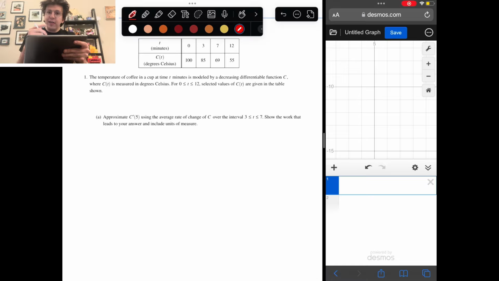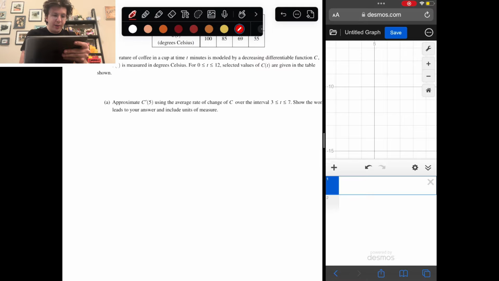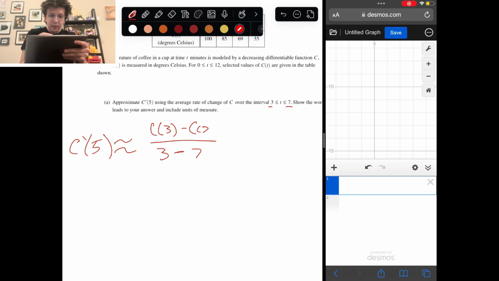Okay, so A says approximate C prime of 5 using average rate of change of C over the interval 3 is less than or equal to t, which is less than or equal to 7. Show the work that leads to the answer and include units of measure. So let's approximate C prime. C prime of 5 is approximately, using average rate of change over the interval from 3 to 7. So I'm going to have 3 minus 7, and I'm going to use C of 3 minus C of 7.